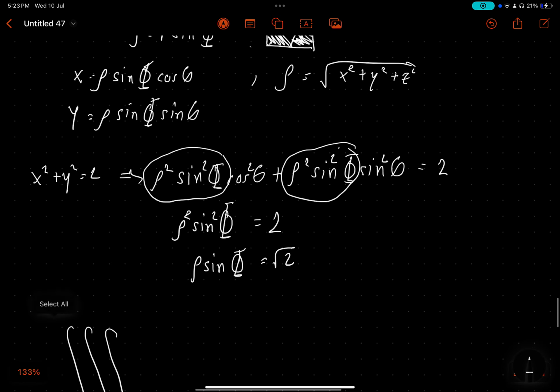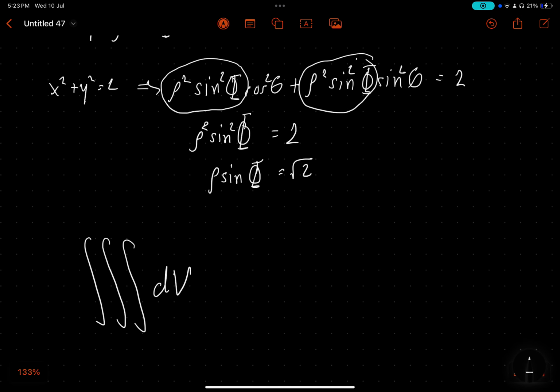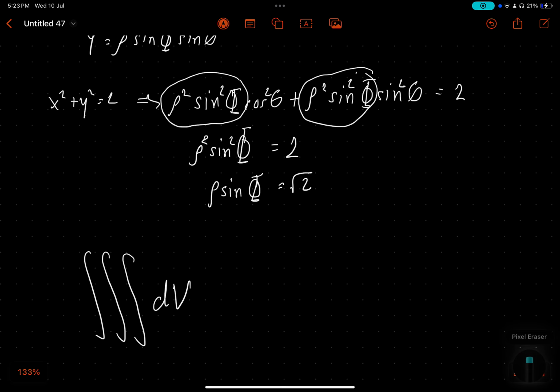Okay, so we're gonna need to find rho. So basically you can do just dV. I assume you can do dV, which is just rho squared sine phi, as I remember, rho squared sine phi d rho d phi d theta. Now that's what I remember. I hope I'm correct. So dV is just rho squared sine phi d rho d phi d theta.